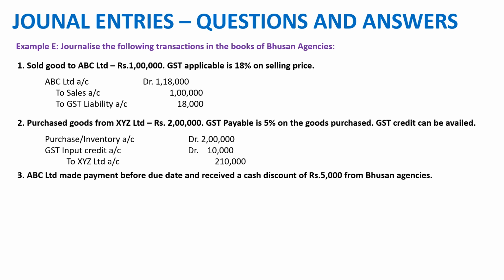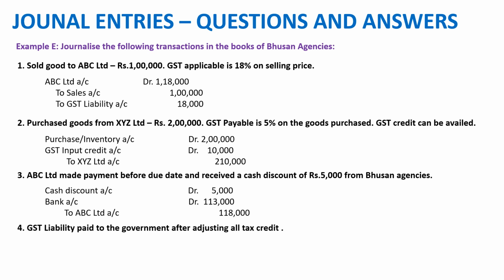But what has happened now? He's making the payment and 5,000 rupees discount is given. Now this 5,000 rupees is a loss for Bhushan Agencies, hence cash discount is debited. Bank what you are receiving is 1 lakh 13,000 rupees and to ABC Limited is 1 lakh 18,000 rupees, right?